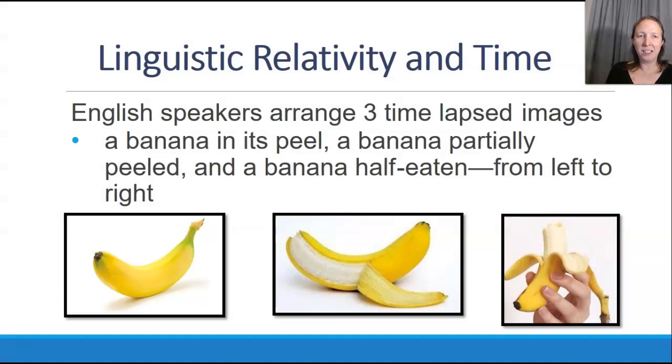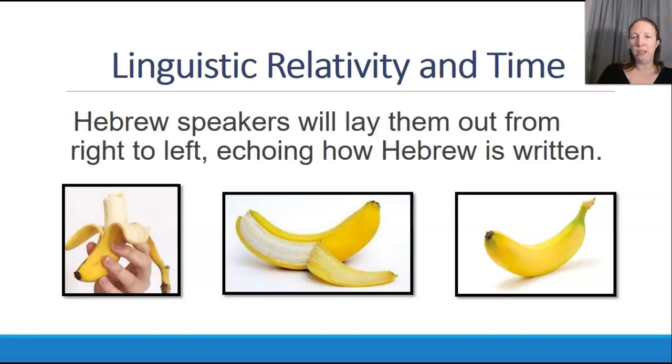In an experiment to demonstrate this point, several groups of people were given these 3 pictures and asked to put them in a certain order. English speakers arranged them, the banana in its peel, partially peeled and half eaten, from left to right because that's how we read. Language influencing our concept of time. Meanwhile, Hebrew speakers laid them out from right to left because Hebrew is written from right to left. So language influencing our way of thinking.